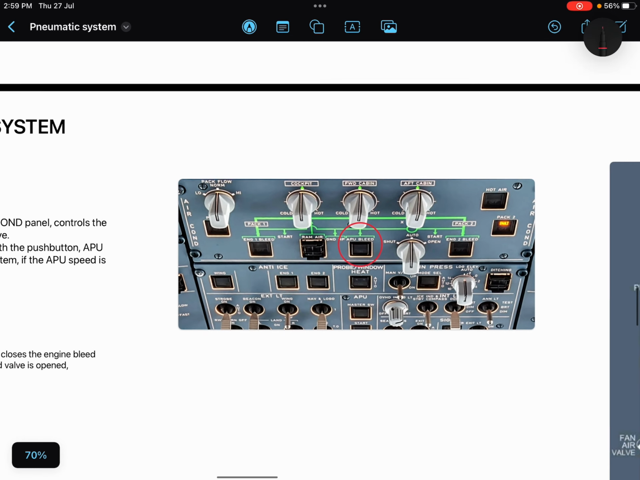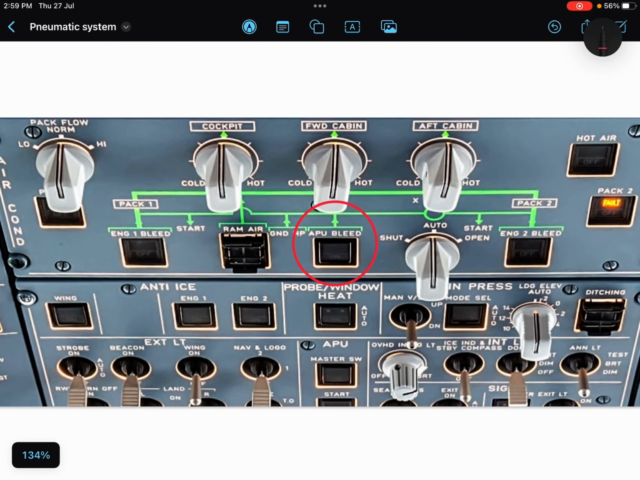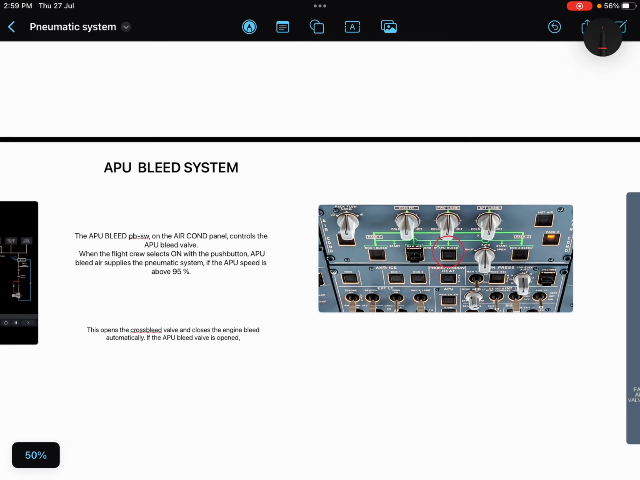So this APU bleed push button on the air conditioning panel allows the APU bleed valve to open. When you push this push button and select it on, the APU bleed air supplies the pneumatic system if the APU speed is above 95%.